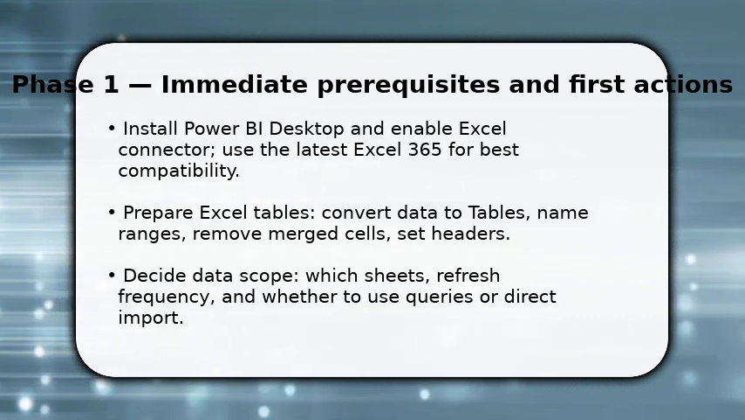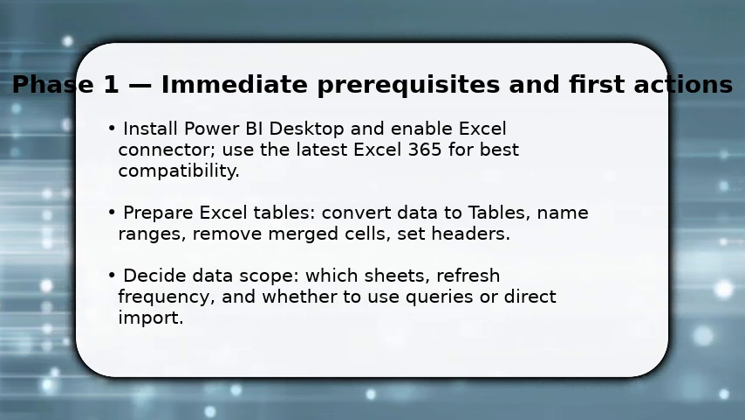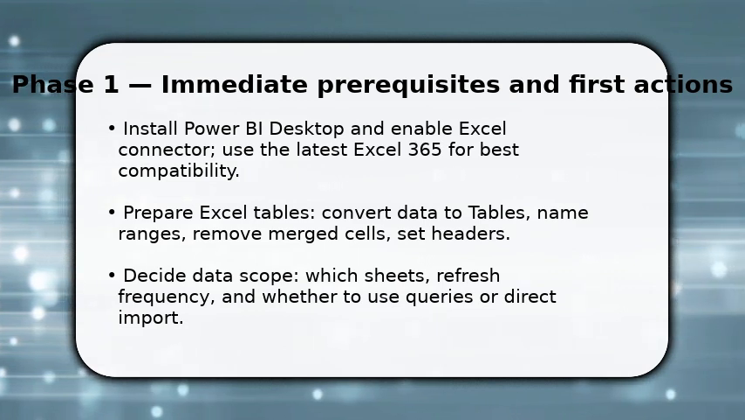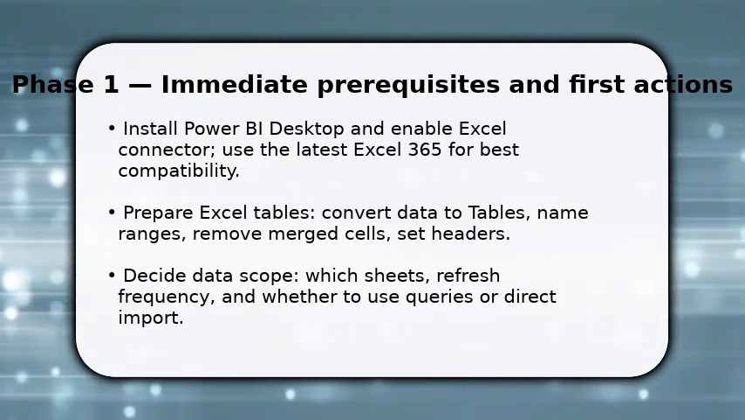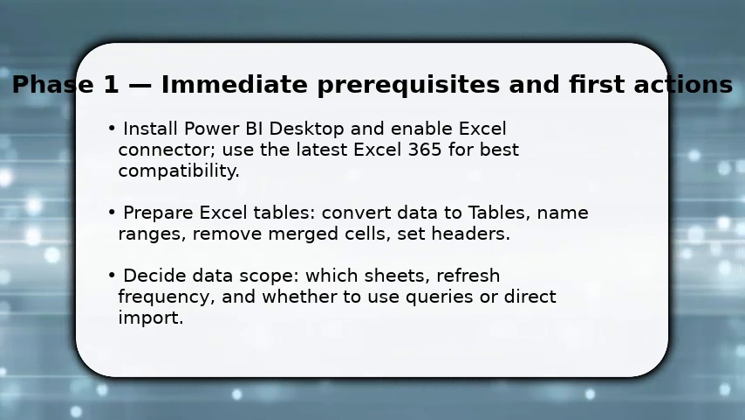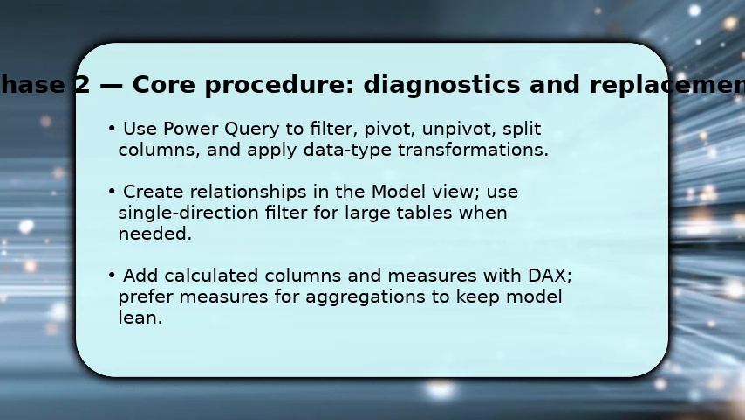Once done, make sure to name tables and clean obvious errors like blank headers and merged cells. This prevents type inference failures. Also decide why you need Power BI, ad hoc exploration or scheduled reports, because that choice affects how you structure queries and refresh settings. You now transform and model.